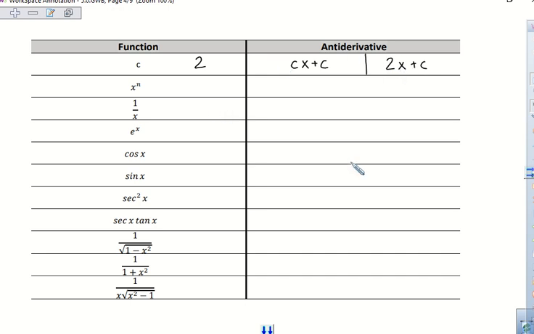Okay, yeah, okay. All right, so this one here, before we get into x to the n, let's talk about x cubed. Okay, let's just talk about x cubed. What would be the antiderivative of x cubed?